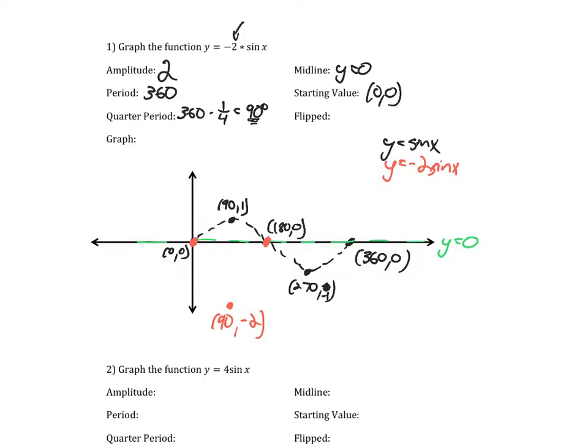If I multiply that negative 1 times negative 2, I get a positive 2. So that puts me up here. So that's 270 positive 2. And then the last value, 360, 0, is there. So notice what happened.